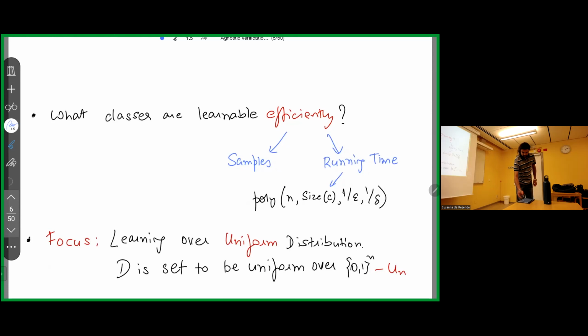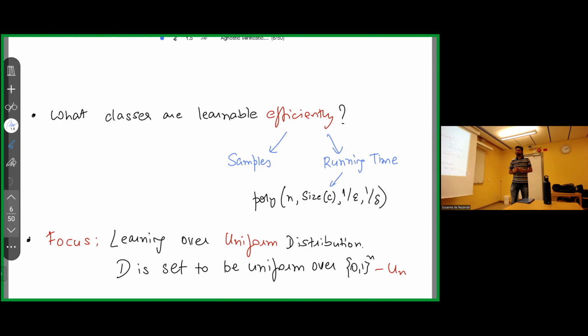For the purpose of this talk, we will focus on the fact that D is just a uniform distribution, which means that your learner only has to work for the uniform distribution. That's the guarantee we need.